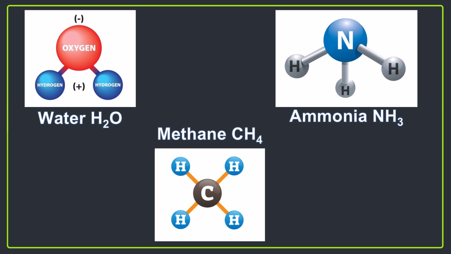Similarly, in the case of methane, carbon has a valency of 4 minus, so it gains 4 electrons from the 4 hydrogen atoms which are bonded to it.